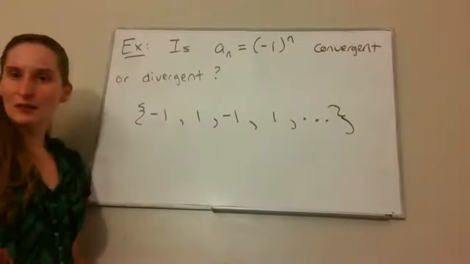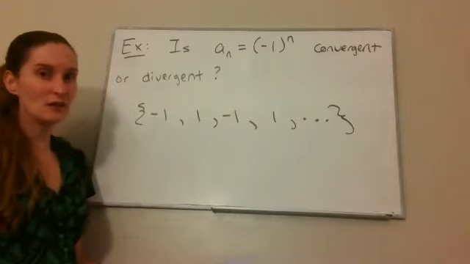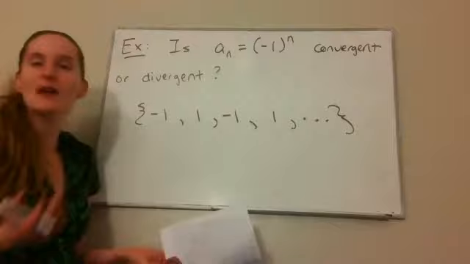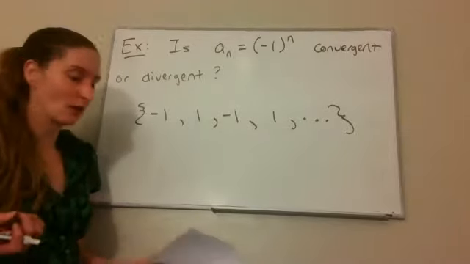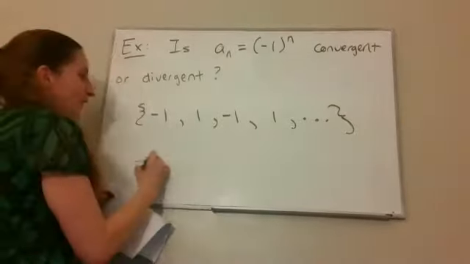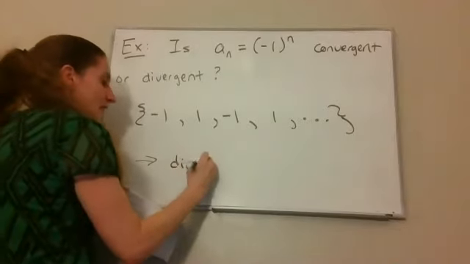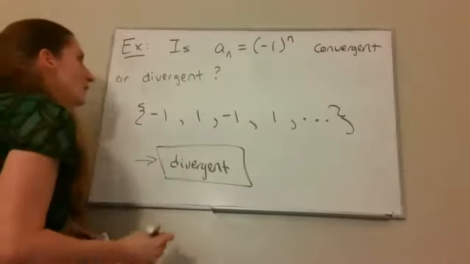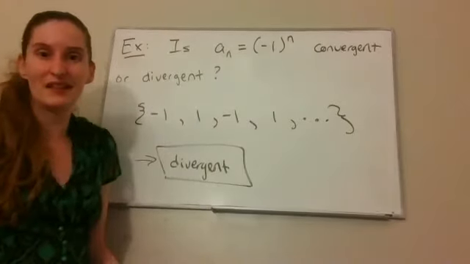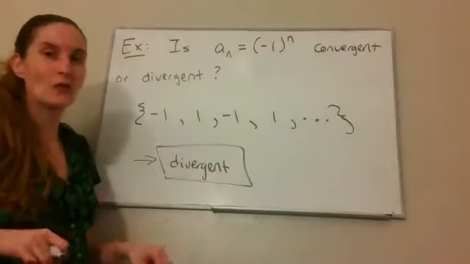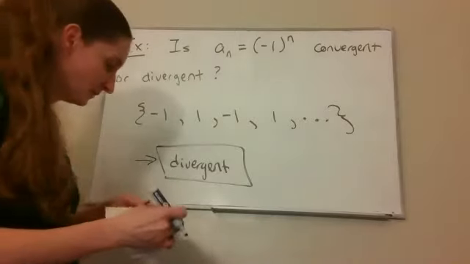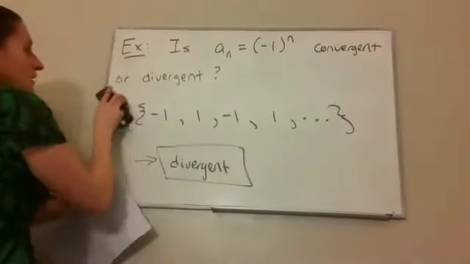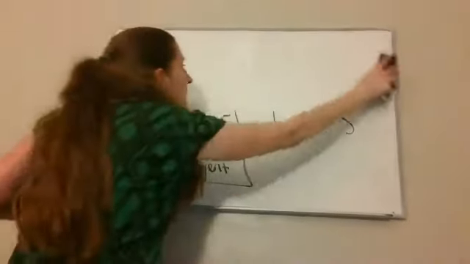Does it look like this sequence is approaching any particular value? No, it's just alternating back and forth between -1 and 1 and not getting close to any particular value. So this means that this sequence is divergent because the limit as n goes to infinity of this sequence does not exist. I just keep alternating back and forth between -1 and 1. Let's do another example.